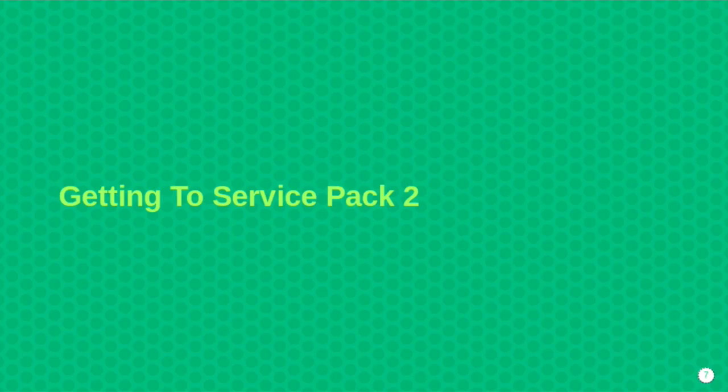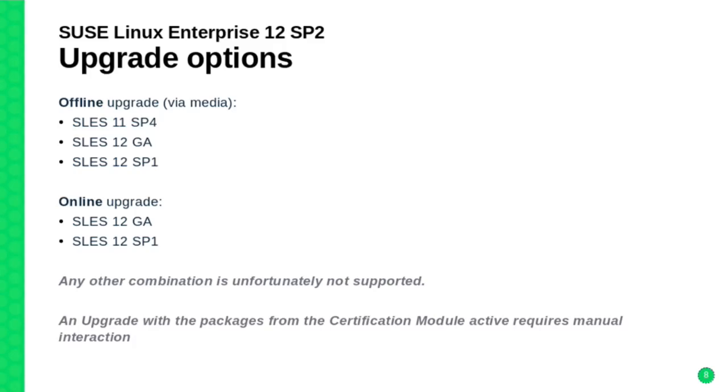So let's talk a little bit how you get to SP2. Upgrade. So offline, which means with a media, you can upgrade from SP4, from 12GA, SP1, everything available, and go directly to SP2. If you're doing an online upgrade, that means through the network, we only support 12GA and 12SP1. These are the methods that we have tested extensively and that are proven to work.